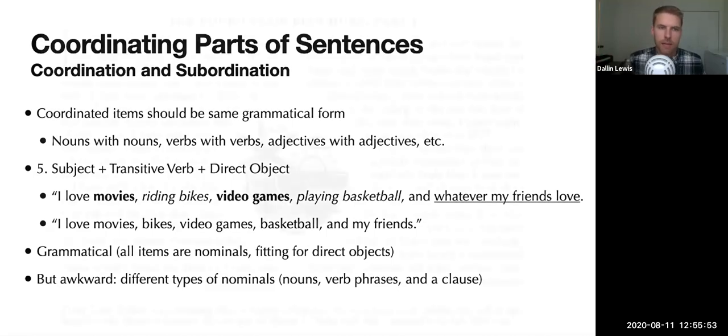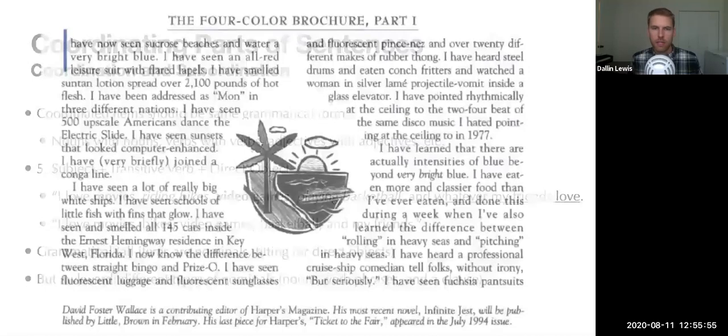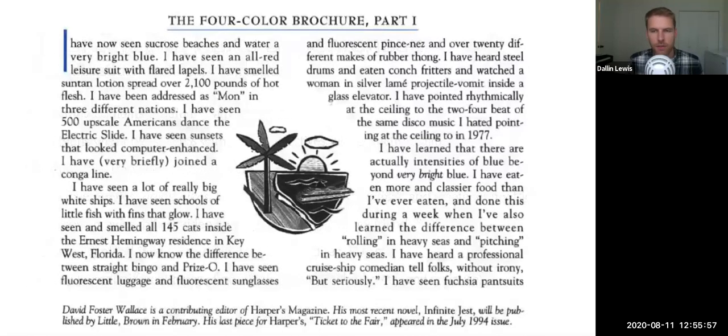So here's an example of an effective use of coordination. This is the famous essay by David Foster Wallace about his experience on a Caribbean cruise that he wrote for Harper's Magazine. Now, in these opening paragraphs, Wallace is trying to communicate the sheer excess of a cruise ship and does that by repeating the same sentence structure, I have, over and over. So while the sentences are not technically coordinated, they're each their own independent clause, they have the same effect of coordination, which is to create a sense of a list.